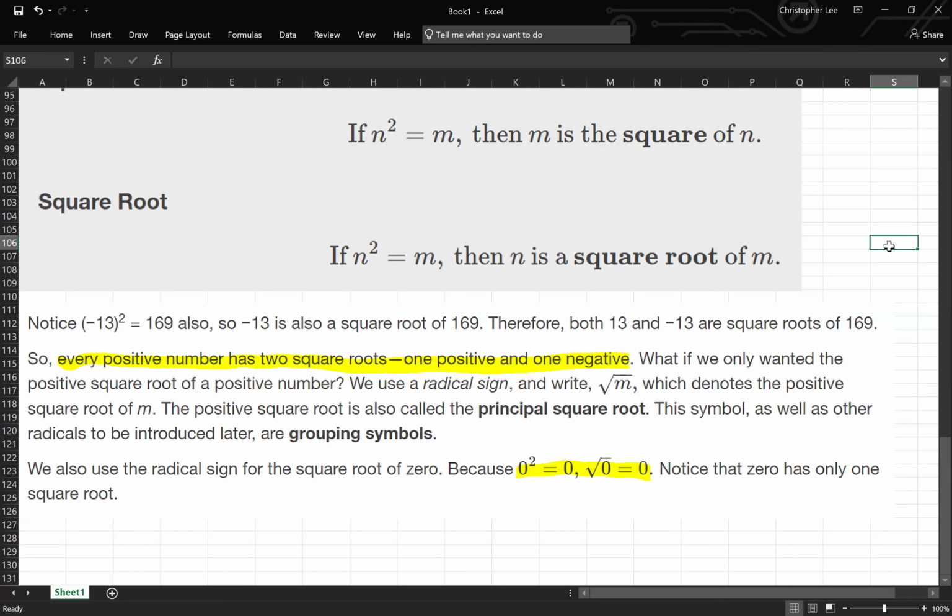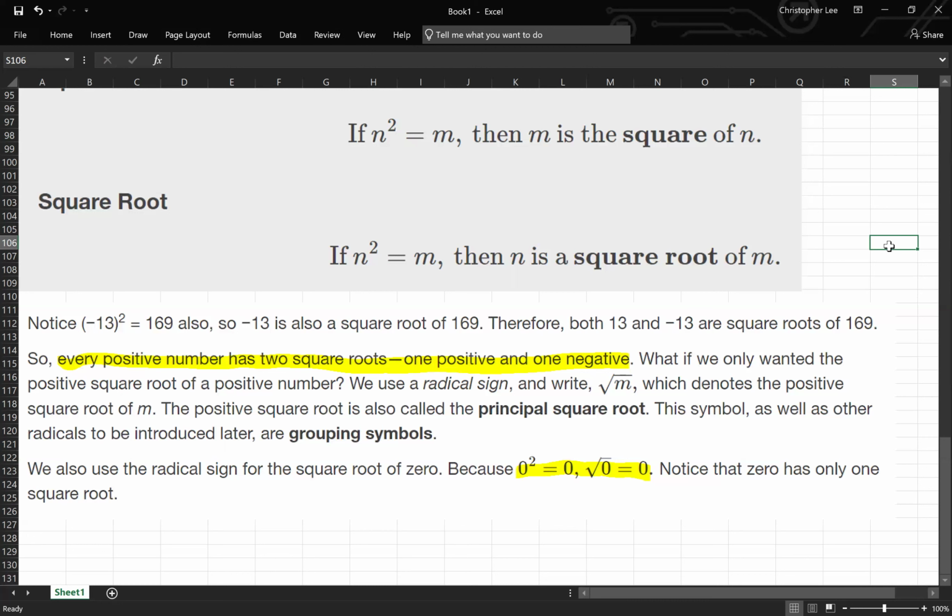What if we only wanted the positive square root of a positive number? We use a radical sign and write the square root of m, which denotes the positive square root of m. The positive square root is also called the principal square root. This symbol, as well as other radicals to be introduced later, are grouping symbols, right?